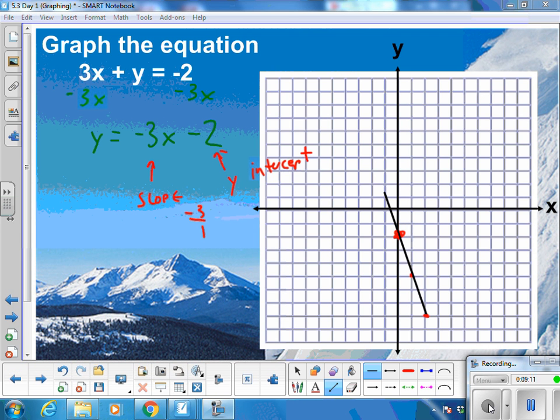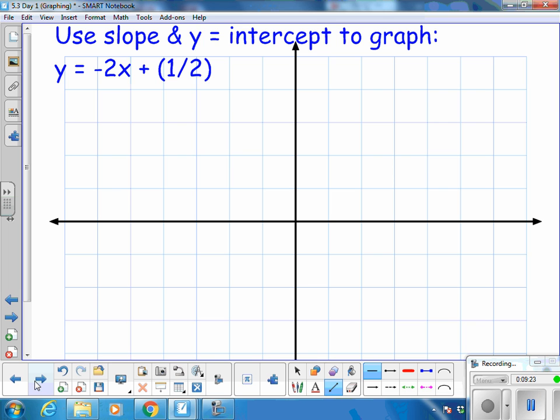A couple things on my graph I want to keep an eye on, and I want you to do that as well, is when you graph a line, it should be straight, and you want to put arrows on the ends to indicate that this solution does continue on beyond my graphing points. Use slope and y-intercept to graph this equation. Again, why don't you give it a try? I'm going to press pause, and let's see how you did.